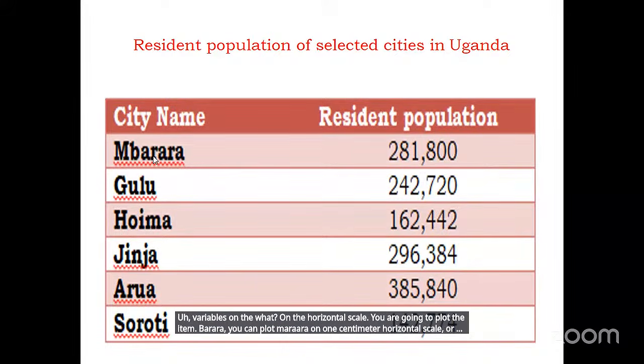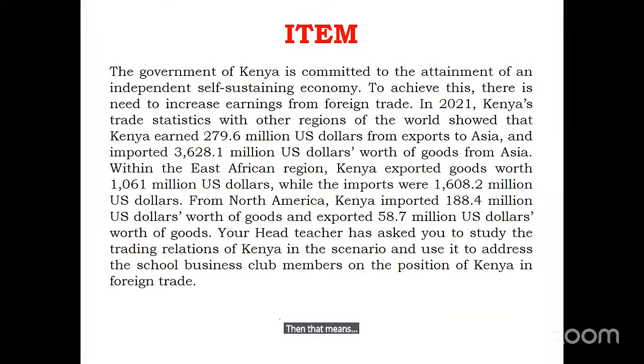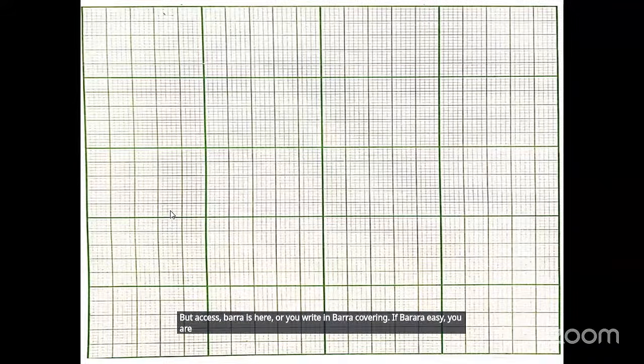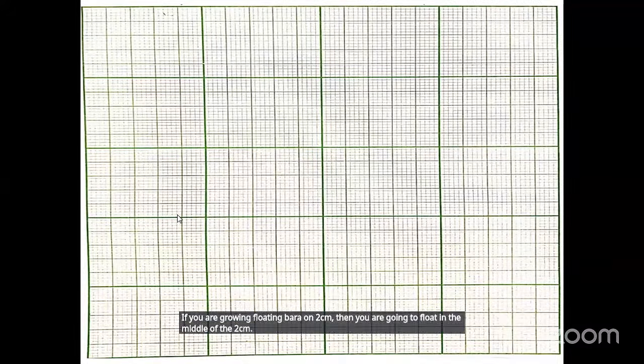When you plot on 1 centimeter on the graph, then that means on this graph here, you can draw every item. The line, vertical line is here, vertical axis. Mbarara is here, or you write Mbarara covering. If you are plotting Mbarara on 1 centimeter, then you are going to put a dot in this midpoint. If you are plotting Mbarara on 2 centimeters, then you are going to plot in the middle of the 2 centimeters.